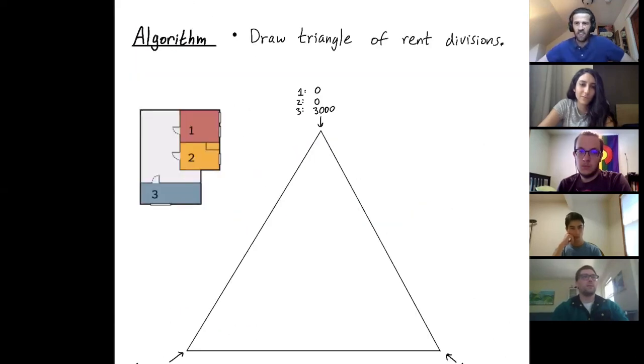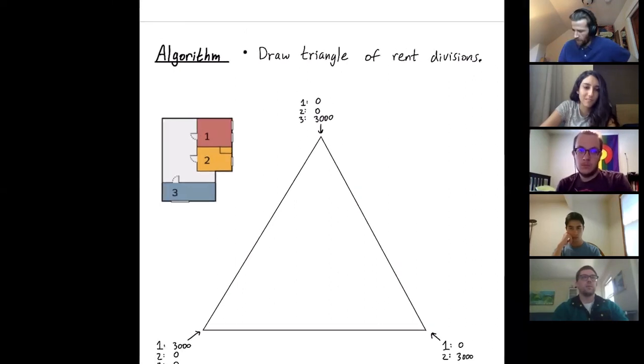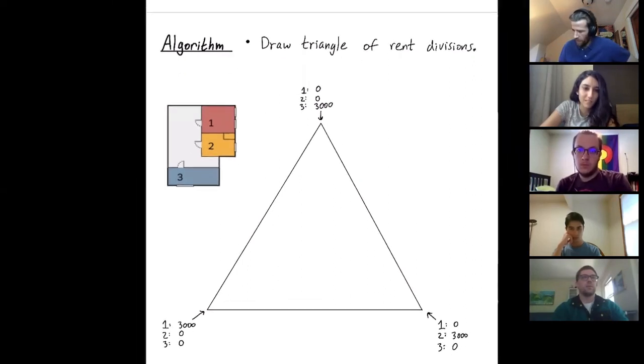Okay, so I'm going to start outlining the algorithm for how you solve this problem. Maybe this is really the setup for the algorithm. And then the proof of Sperner's lemma will be how you actually solve it. So we're going to draw a triangle of rent divisions. So I've drawn a triangle, and each point in this triangle corresponds to a way of dividing the rent.